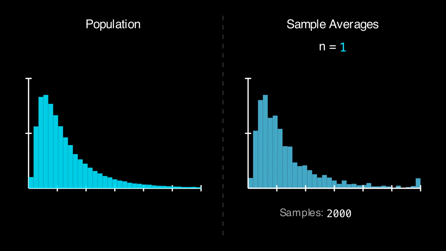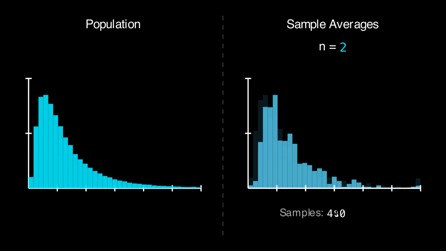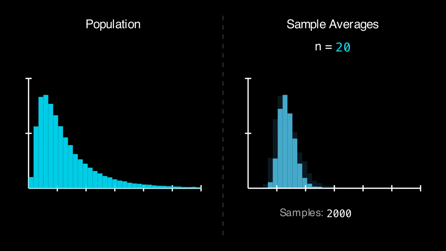Now let's try n equals 2. We pick two values, average them, plot that, and repeat. Already, something is happening. Look at the ghost of the previous distribution behind it. N equals 5, n equals 10, n equals 20. With each increase, the pile gets narrower, taller in the middle. The skew is fading. N equals 30, n equals 100. That messy log normal shape has become something remarkably symmetric.